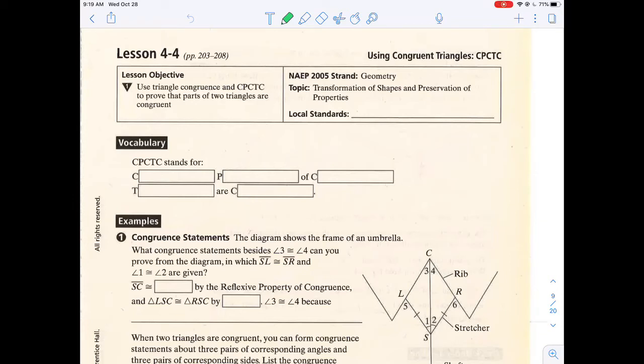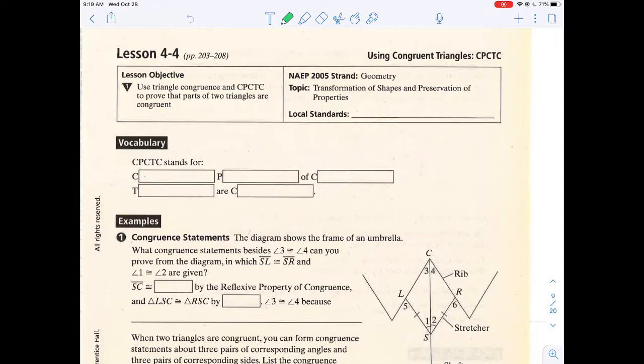All right, lesson 4.4 is using congruent triangles. Our objectives are to use triangle congruence and CPCTC to prove that parts of two triangles are congruent. So before we were proving that triangles are congruent, now we're saying, hey, these are congruent, so what else matches in that triangle?